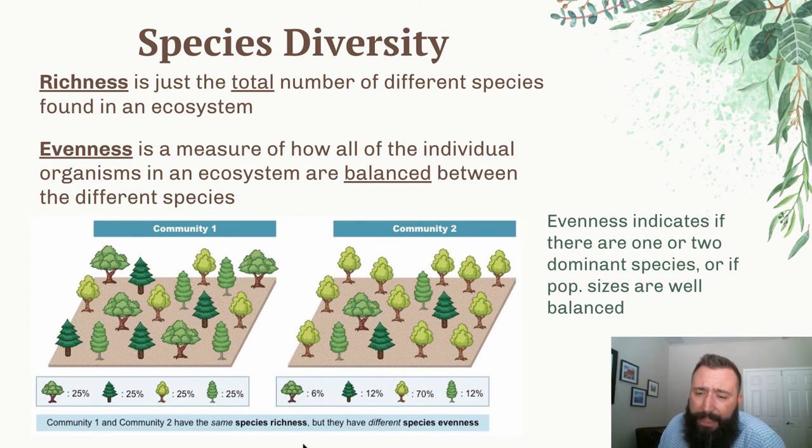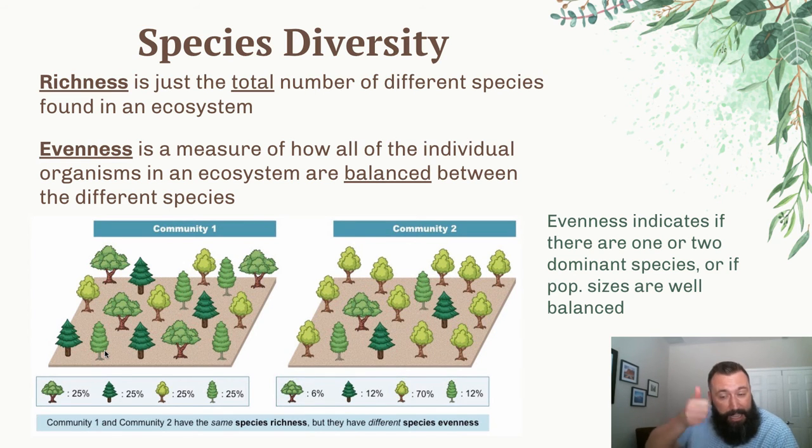Take a look here. If you look at the composition of all of the trees in community 1, it looks pretty even, right? There's 4 of the pine trees, and then there's actually 4 of each of these individuals. 4 out of 16 is 25%. So look at the composition here. The proportions across the board of each species is 25%. So community 1 then is highly even.